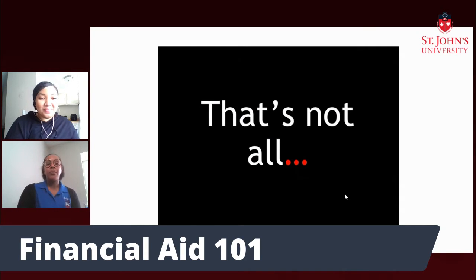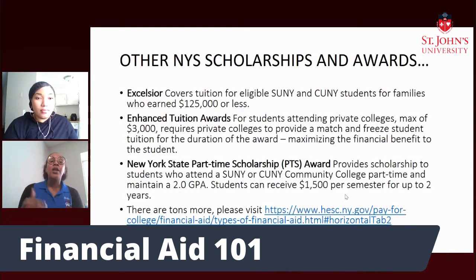So when we hear TAP, we typically focus on the Tuition Assistance Program, but there are other New York State scholarships and awards. For example, you have the Excelsior Scholarship. This covers tuition for students who attend a SUNY or CUNY school, and families that earn less than $125,000 a year are eligible for this scholarship. You have the Enhanced Tuition Award. This is for students attending private schools, okay? And it's typically a maximum of $3,000, but it does require some work on the private college's end.